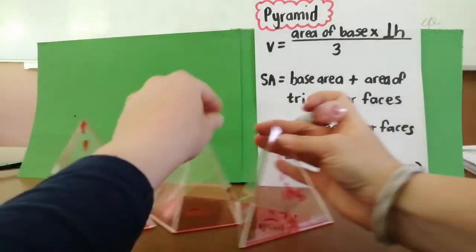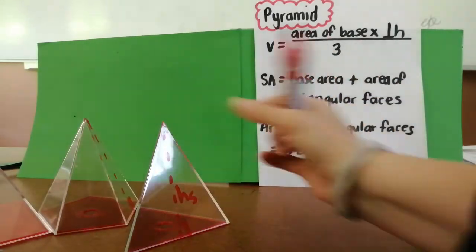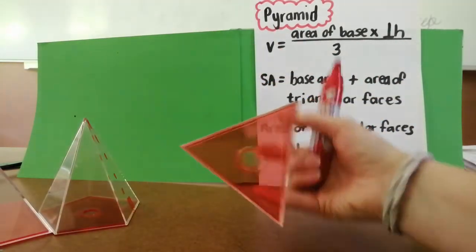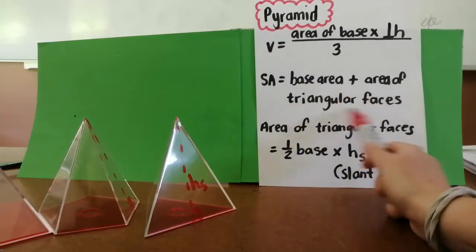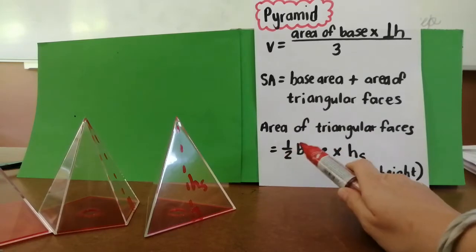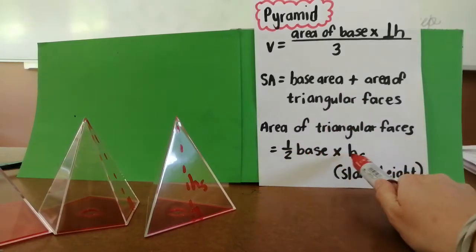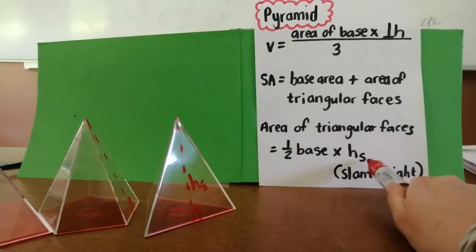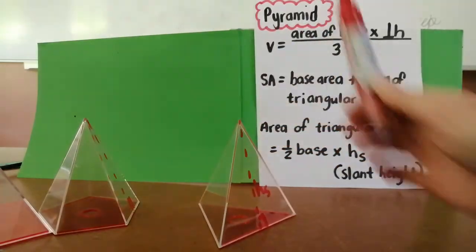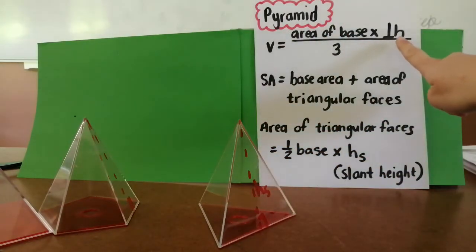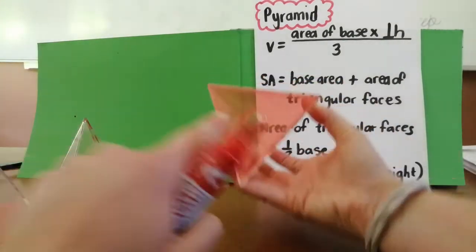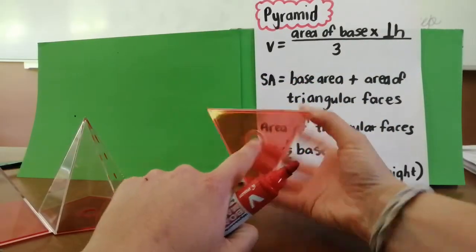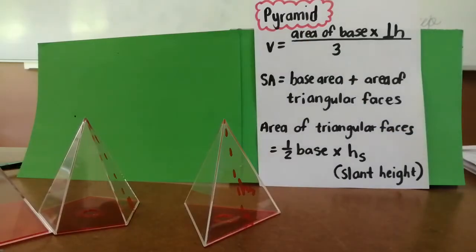So I'll just repeat myself. The surface area is the area of the base plus the area of the triangular faces. And it's not difficult to remember the area of the triangular faces. It's the normal, half base times height. But what height? The slant height. Because remember, this perpendicular height up here when we do volume is the height from the apex to the center. And that's our pyramid.